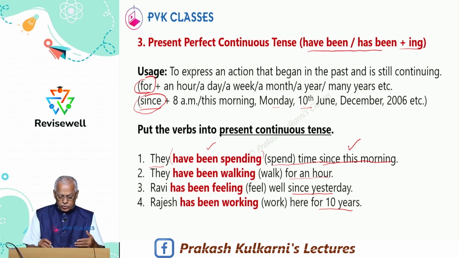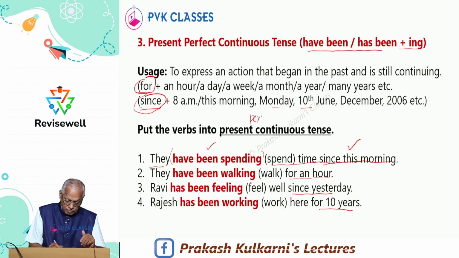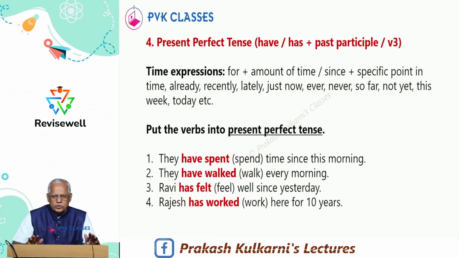So this way we use present perfect continuous tense. Please remember, perfect continuous tense. Okay. So far we have studied simple present tense. Second one is present continuous tense. Third one is present perfect continuous tense. And now we are in the last tense of present tense. That is present perfect tense.